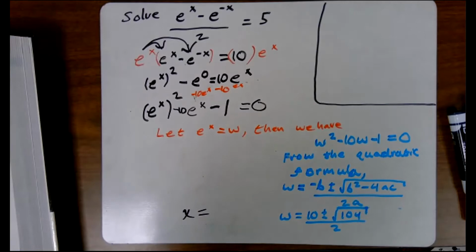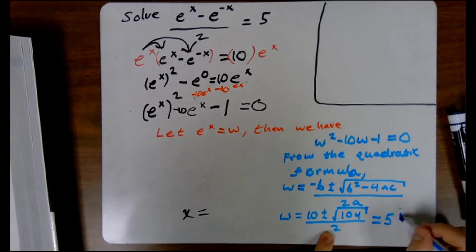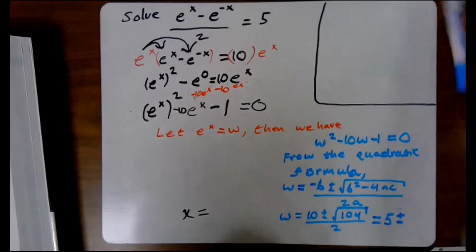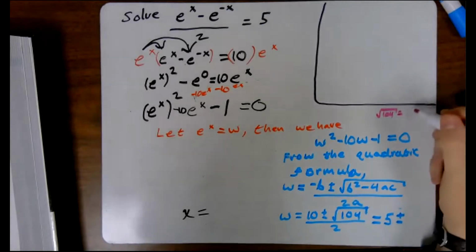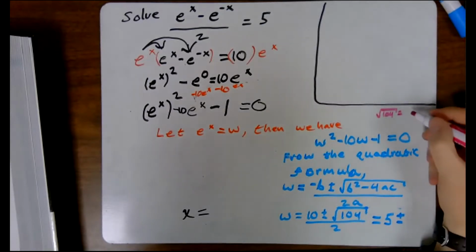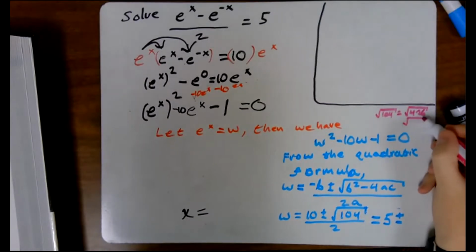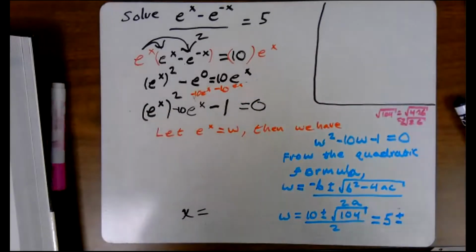All right, cool. But this will further simplify. 10 divided by 2 is 5. And the square root of 104 will actually simplify. 104 is 4 times 26. The square root of 4 is 2, so we could rewrite the square root of 104 as 2 times the square root of 26. That 2 divided by that 2 cancels. So we end up with 5 plus or minus the square root of 26.